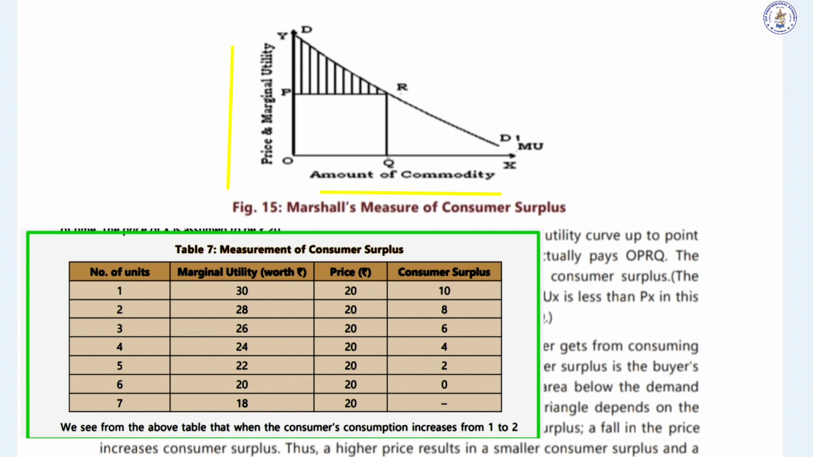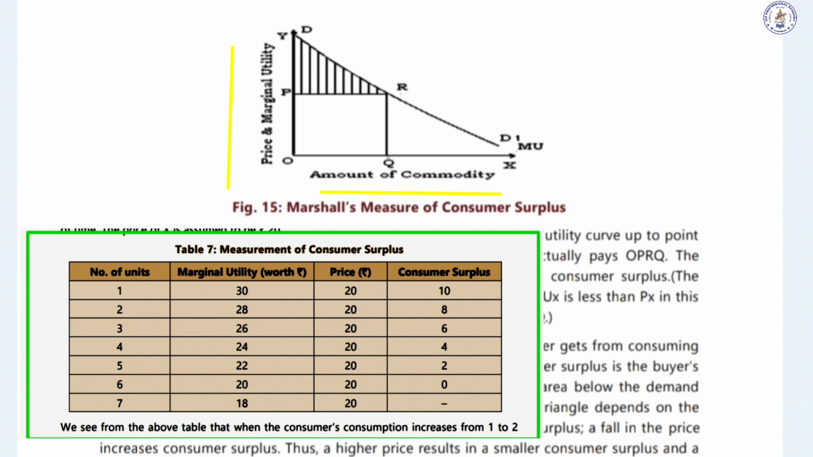For OP, that is for 20 rupees, he is able to get a marginal utility of 30 for the first unit, second 28, third 26, fourth 24, fifth 22, whereas the sixth is 20. For the 20 rupee price, he gets the same marginal utility of 20. Now here in this diagram, for the price OP he buys OQ quantity, so he is satisfied with the demand; the equilibrium is obtained by him.